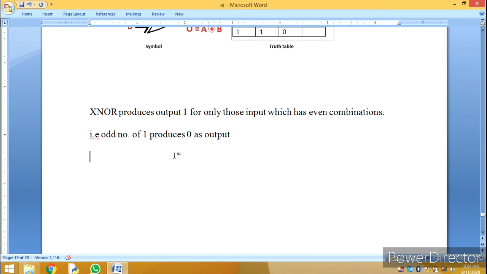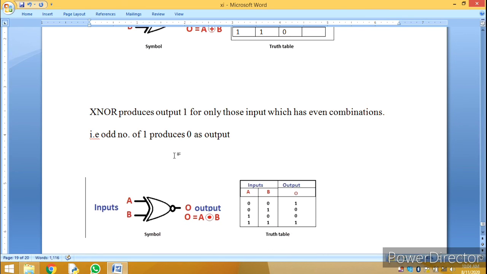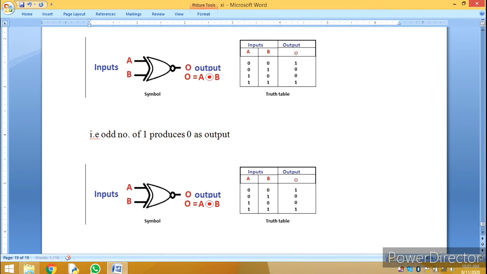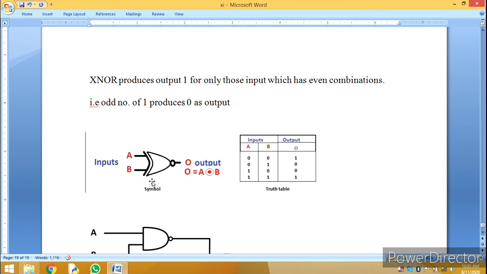So let us see the basic diagram for this XNOR gate. XNOR means exclusive NOR. For this exclusive NOR gate, there is a NOR operator and an AND operator in the output part. So we are getting A dot B. As in the previous one we had plus with a circle, here we have dot with a circle.